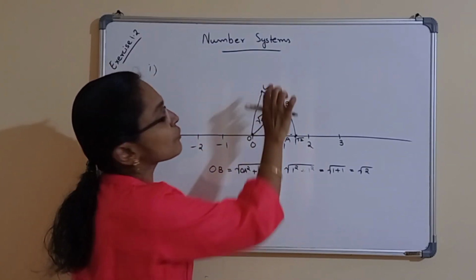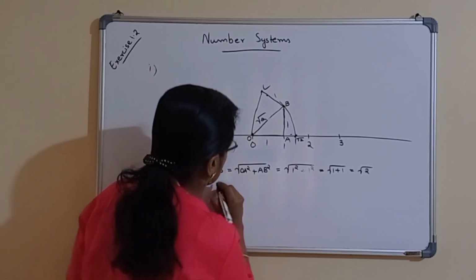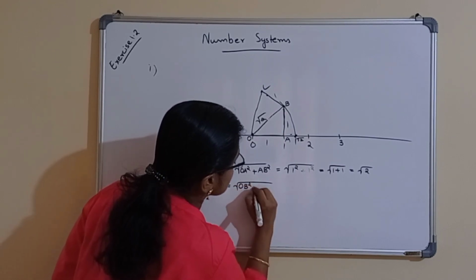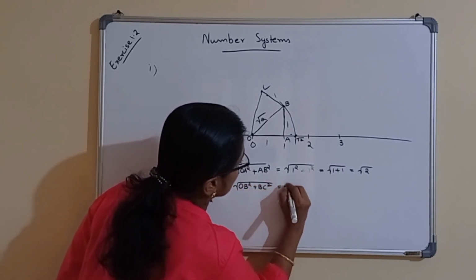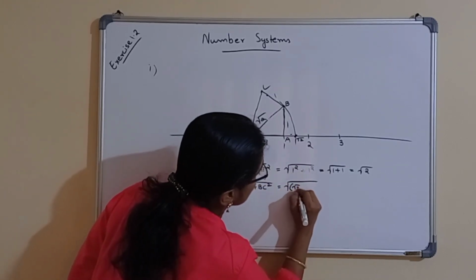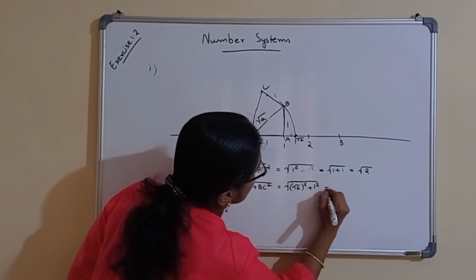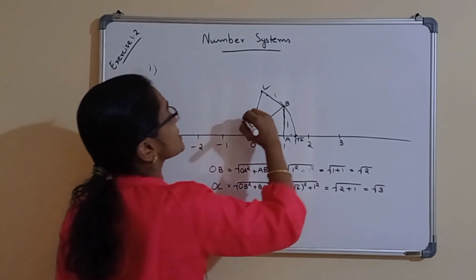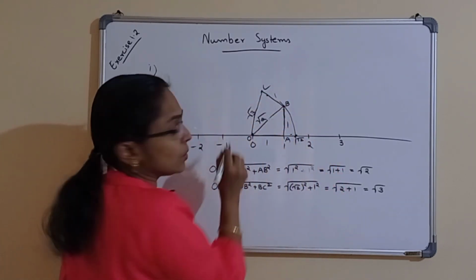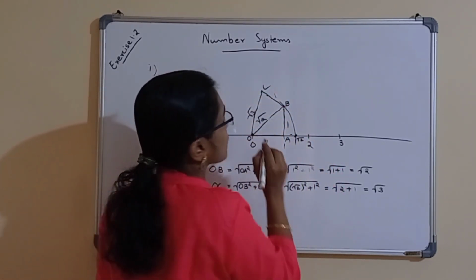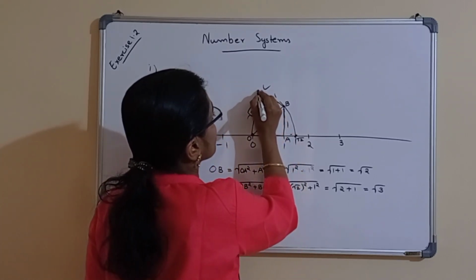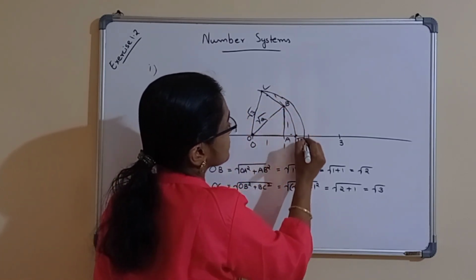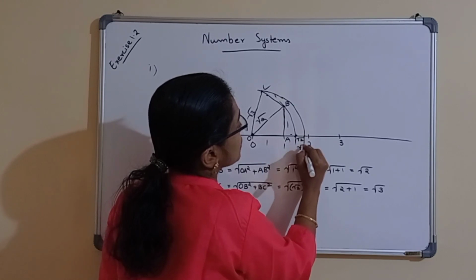So what will be the length of OC? OC is equal to root of OB square plus BC square, which is equal to root of root 2 square plus 1 square, which is equal to root of 2 plus 1, and that is equal to root 3. So this length is root 3. Now same thing, we can keep the tip of the compass on O and take this length OC and draw an arc. So this point will be root 3.